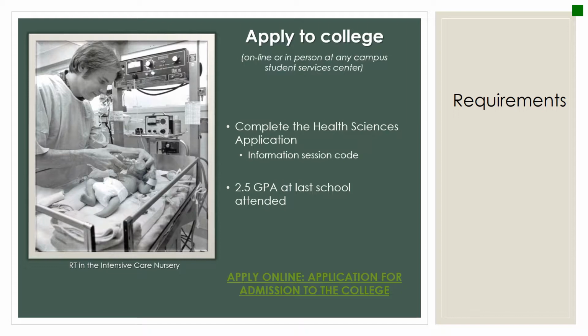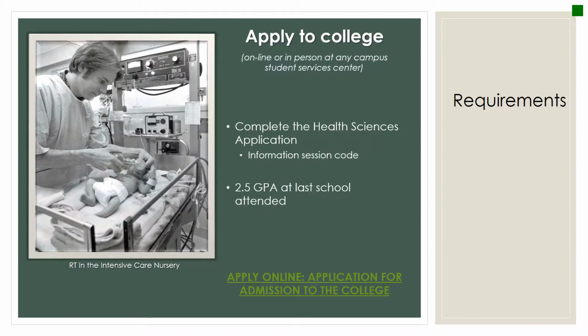Requirements. This application process starts with completion of this information session. There is an information session code that will be given to you at the end of this session. You will need to place it on the Allied Health application. Next, you will need to apply to the college online by going to www.nvcc.edu and completing the enrollment application to Northern Virginia Community College. You can also go to student services at any campus and they will help you apply.